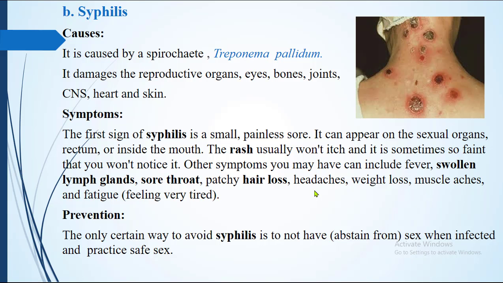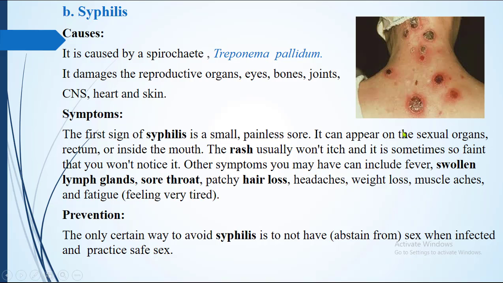Next is syphilis. It is again caused by a spirochete bacterium, that is Treponema pallidum. It damages the reproductive organs, eyes, bones, joints, central nervous system, heart, and any part of the skin. In this picture you can see the symptoms. The first sign of syphilis is a small painless sore. The sore is usually not noticeable and it is painless.